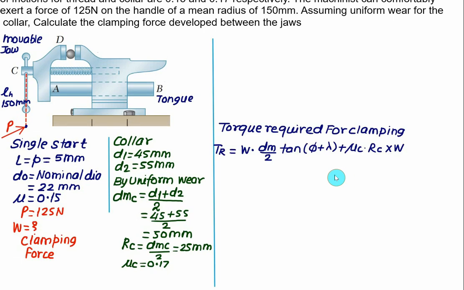We know that the torque required for clamping will be equal to W times dm / 2 times tan(phi + lambda) plus mu c times rc times W. This torque we can generate by rotating the handle by applying the force P. So the torque will be equal to P multiplied by LH. We equate on the right hand side the force P applied to the handle multiplied by the length of handle LH. On the left hand side, first we require dm, then we require the value of phi and the value of lambda. The rest of the values are known to us. RC is already known to us.